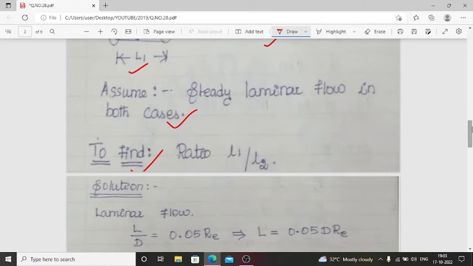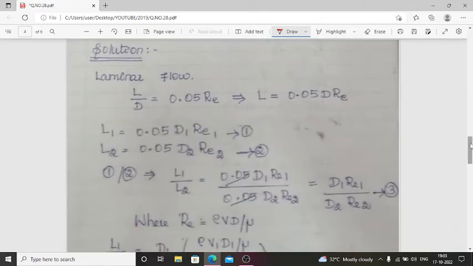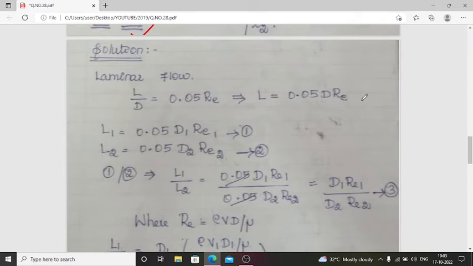So next, the solution part: transition length for laminar and turbulent flow. Here the assumption is laminar flow. The length of the entrance region of the tube necessary for the boundary layer to reach the center of the tube, and for fully developed flow to be established, is called the transition length. The velocity varies not only with the length of the tube but also with radial distance from the center of the tube.